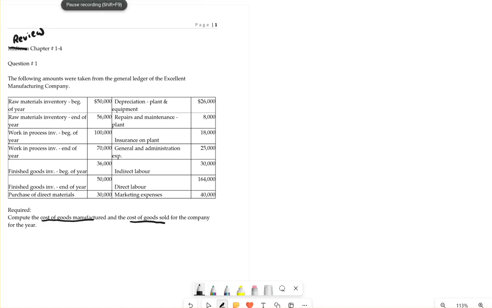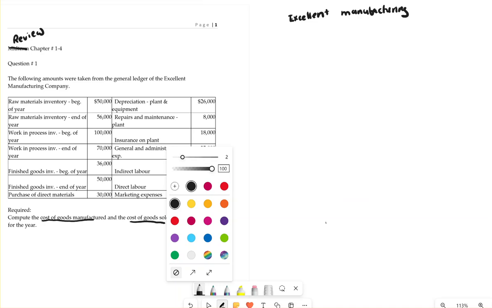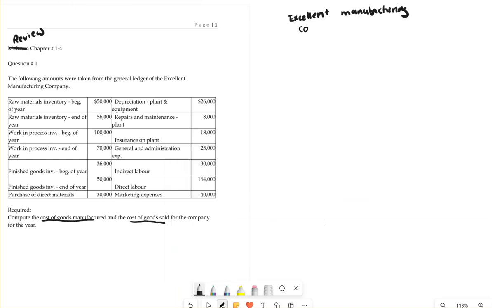If we ask you to do cost of goods manufactured, the first thing you're going to do is write the name of the company. In this case, the name of the company is Excellent Manufacturing. Then, what are we preparing? We're preparing cost of goods manufactured.